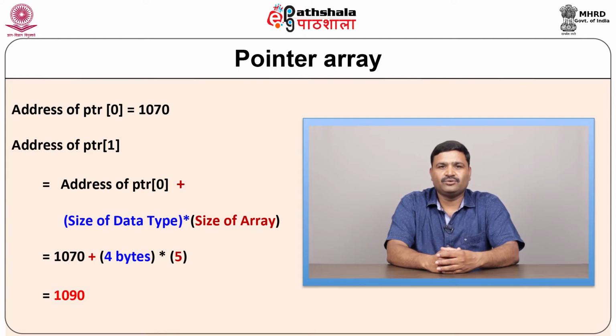Similarly, the pointer 2 address can be calculated from pointer 1. That is 1090 plus 40. That will be the address of pointer 2.